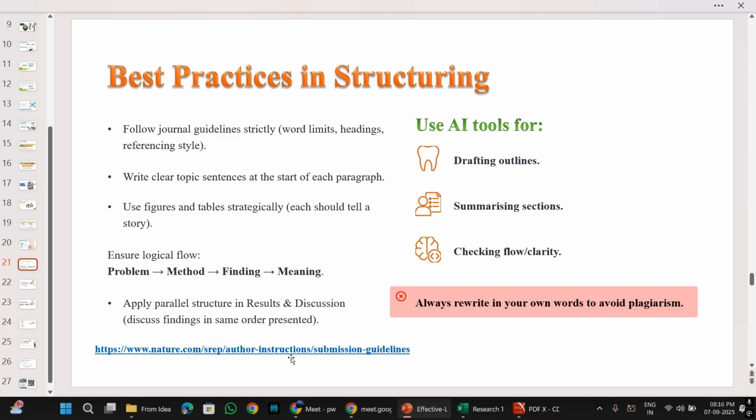There is something called AI detection. There are some softwares now coming up that are able to identify which content is AI generated or AI contributed. That is why, yet again I would like to tell you, don't make AI write your entire manuscript. You can use it for grammatical changes.